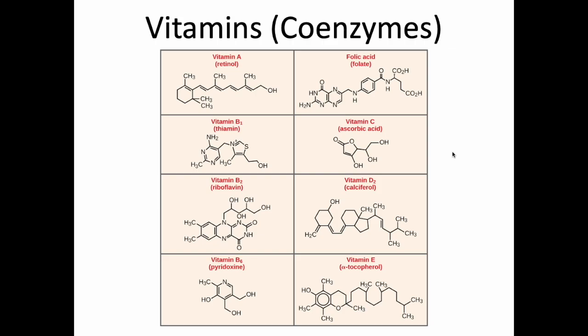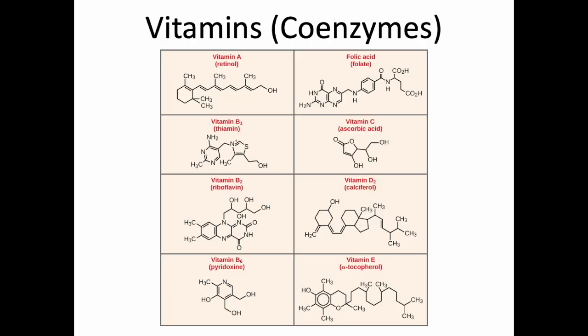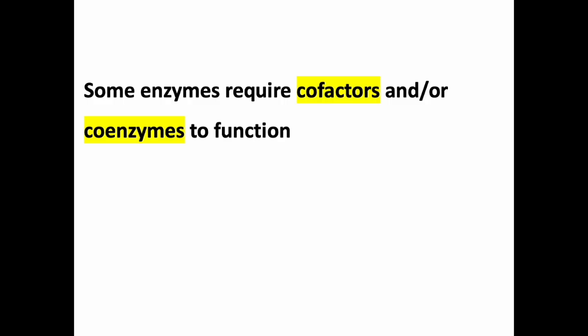The key terms definition of a coenzyme is a small organic molecule that is required for optimal enzyme activity. So the coenzymes are organic molecules, lots of carbon, carbon, carbon here. The cofactors, these are completely inorganic. They're just a single charged atom. So that's the difference between cofactor and coenzyme. And again, some enzymes need them.